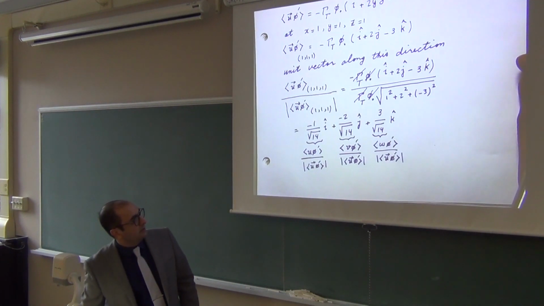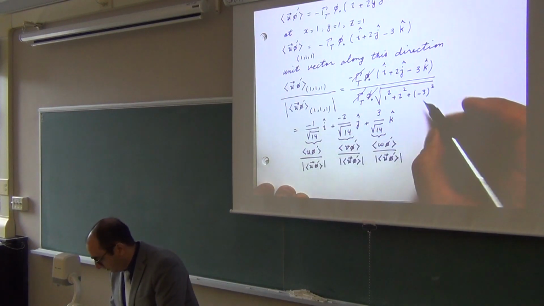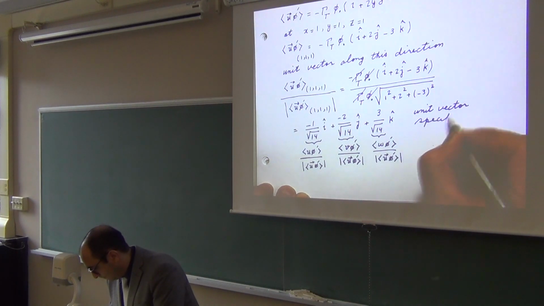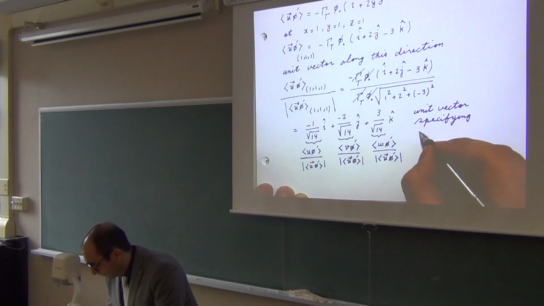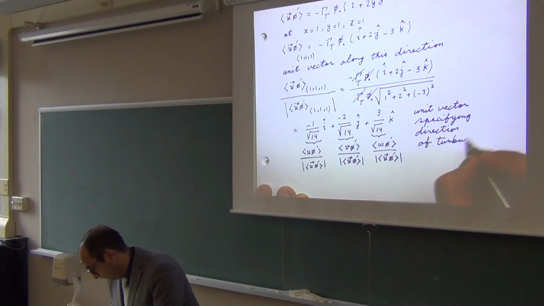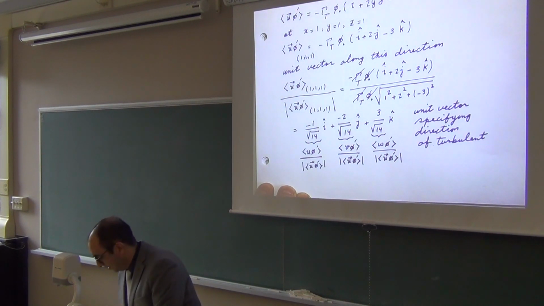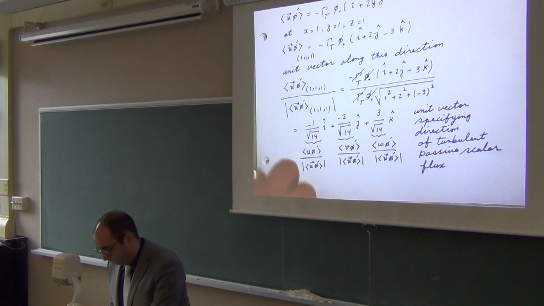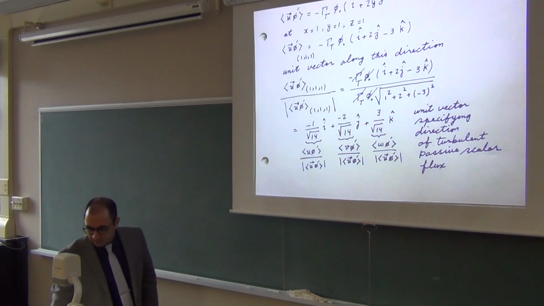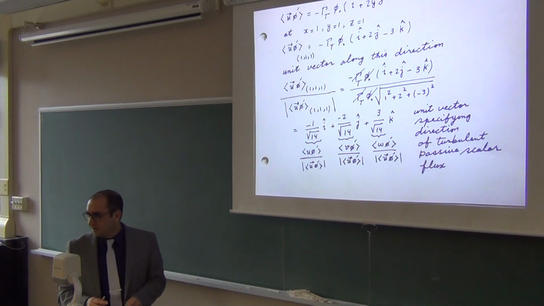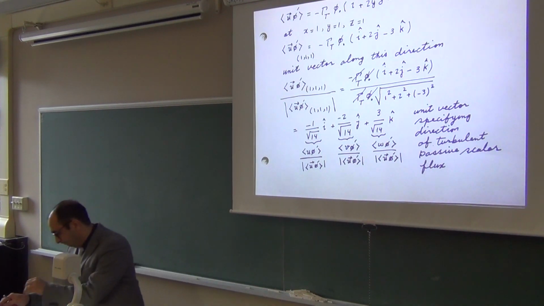So let me put a description of this in words. This is the unit vector specifying the direction of turbulent acid scalar flux. It's a very powerful concept. That means, well, you just follow the mathematics. You can pretty much calculate anything in the three-dimensional world, and the motion and flux of any quantity of interest in the 3D space. It's very powerful. Any questions with that?